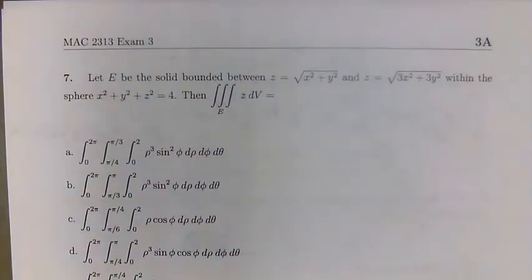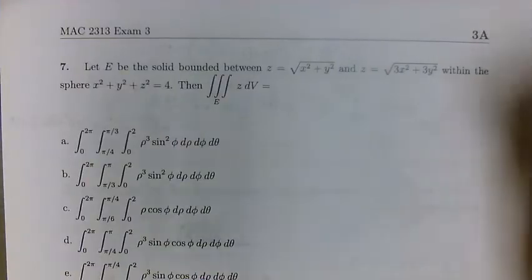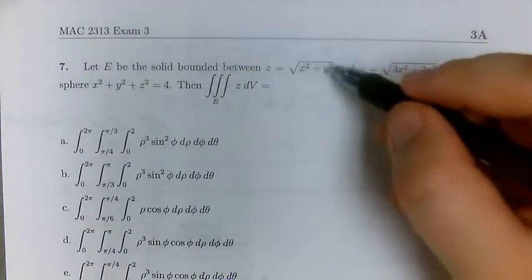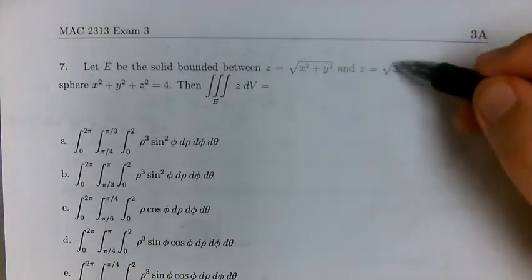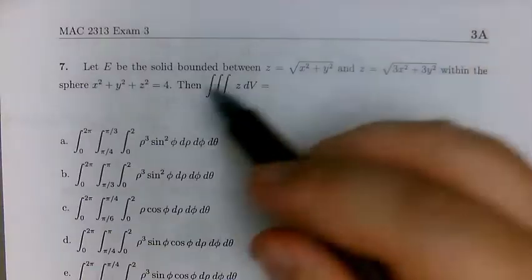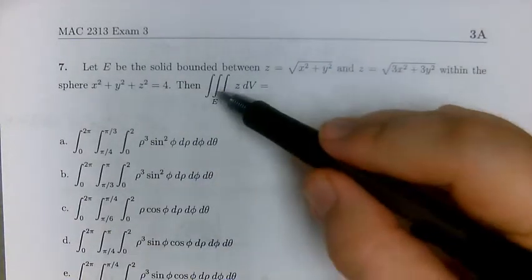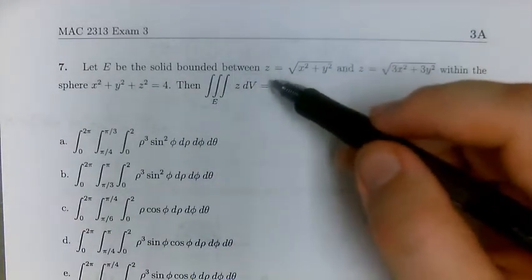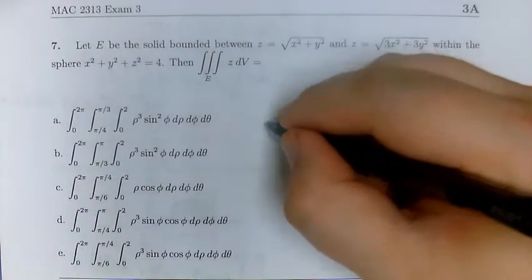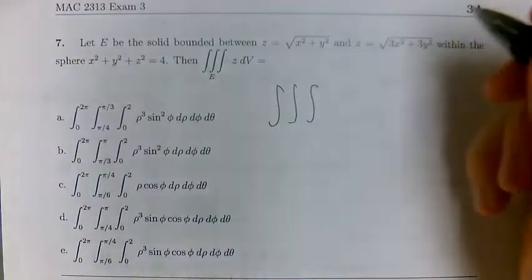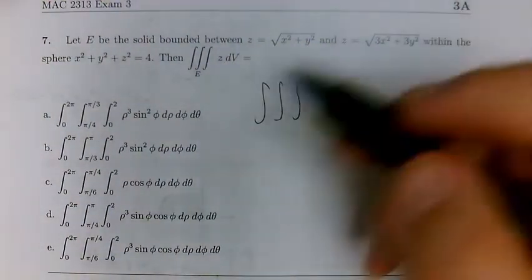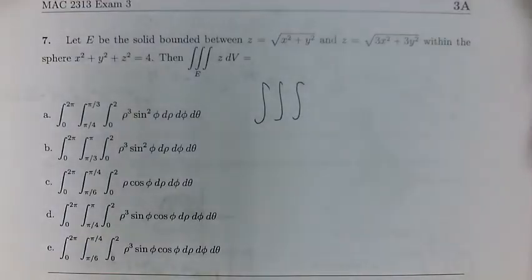All right, next, let's move on to this one. Let E be the solid bounded between z is root x squared plus y squared, and z is root 3x squared plus 3y squared, within this sphere. Then the triple integral of z dV will end up being one of these here. All right, well, let's use the strategy that we used on one of the older problems by just changing the integrand over, and we may be able to eliminate some of these choices right away.